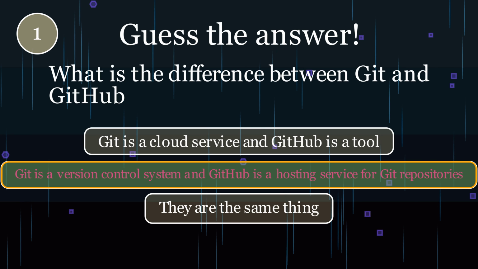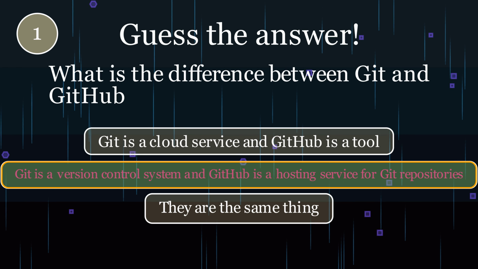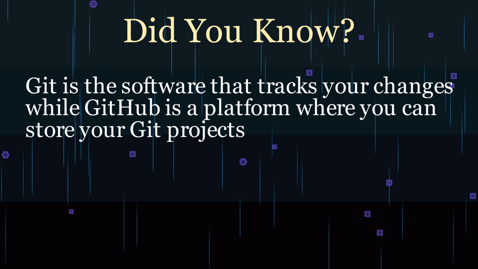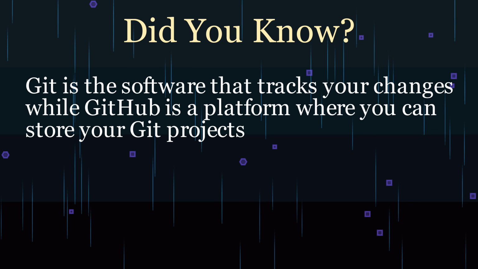The correct answer is, Git is a version control system and GitHub is a hosting service for Git repositories. Here's a nugget of wisdom. Git is the software that tracks your changes while GitHub is a platform where you can store your Git projects.